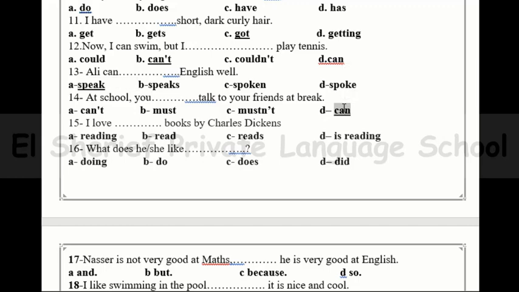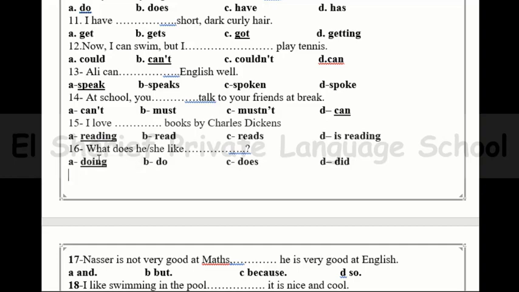Number 15: I love books by Charles Dickens. So after love or like, I use the verb in gerund, and it's going to be yes, reading. Number 16: What does he or she like? Yes, after like I use the gerund.